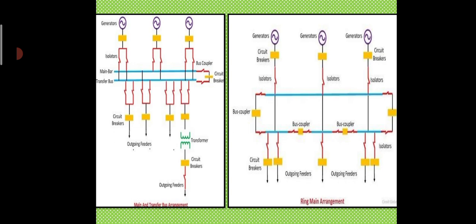Different types of ring or mesh buses utilized are simple ring, rectangular ring, circulating ring, and zigzag ring. So these are the different types of bus arrangement.